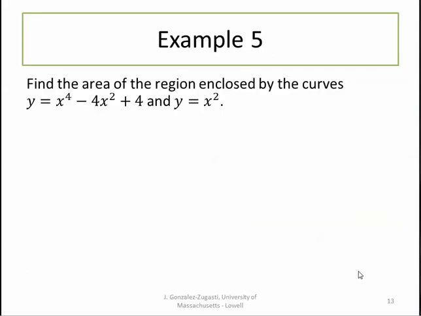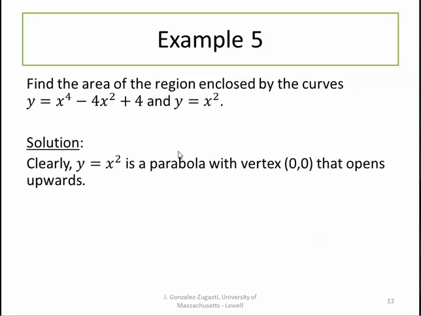All right, let's do another example. Let's find the area of the region enclosed by the curves y equals x to the 4th minus 4x squared plus 4 and y equals x squared. All right, let's think about this. We know that y equals x squared is a parabola with vertex at the origin and it opens upwards.